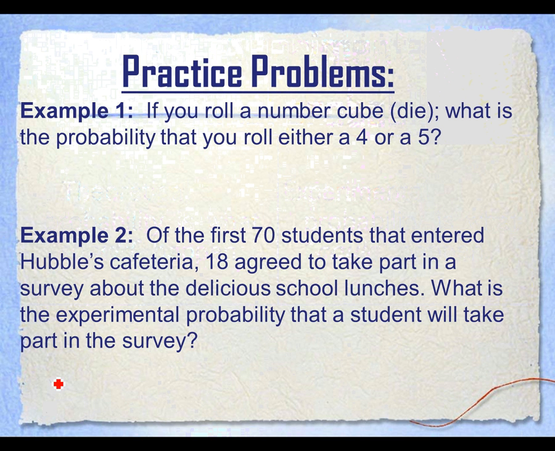Here's some examples. Example 1. If you roll a number cube, a die, what is the probability that you will roll either a 4 or a 5? So rolling a 4 or 5. For example 2, of the first 70 students that entered Hubble's cafeteria, 18 agreed to take part in the survey about the delicious school lunches. What is the experimental probability that a student will take part in the survey?